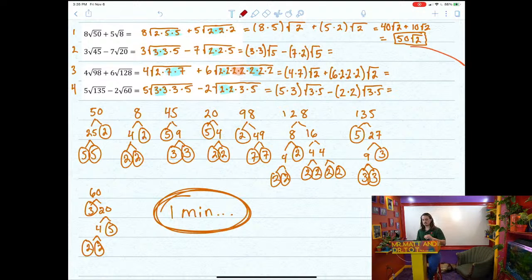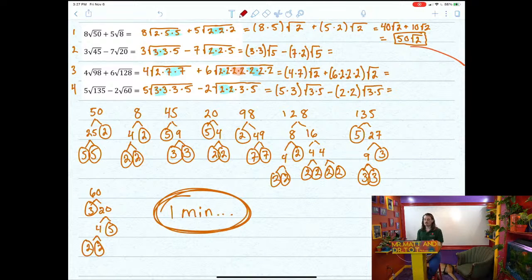Okay, so looking at number 2, we have 3 times the square root of 45 minus 7 times the square root of 20. 45 breaks down into 5 times 9. 5 is prime, but 9 breaks down into 3 times 3. So we can rewrite that as 3 times the square root of 3 times 3 times 5. 20 breaks down into 5 times 4. 5 is prime, but 4 breaks down into 2 times 2. So we can rewrite 7 root 20 as 7 root 2 times 2 times 5.